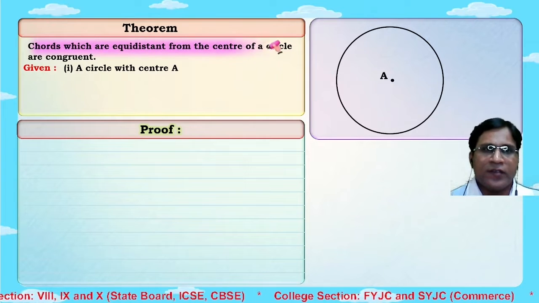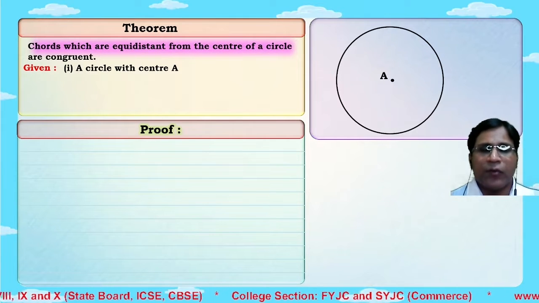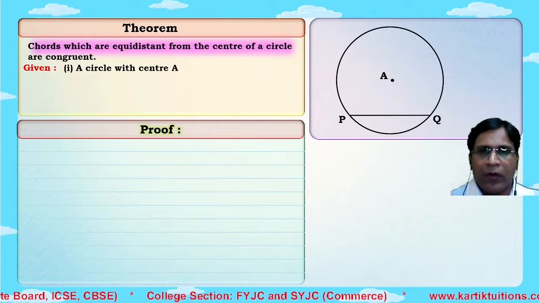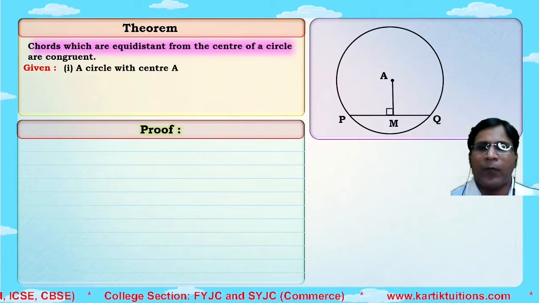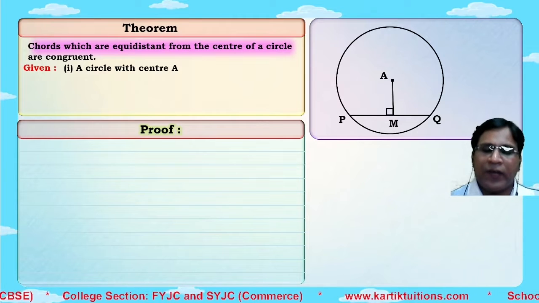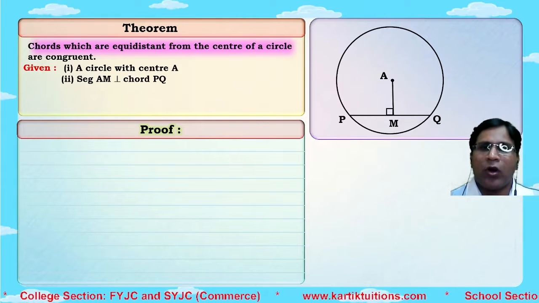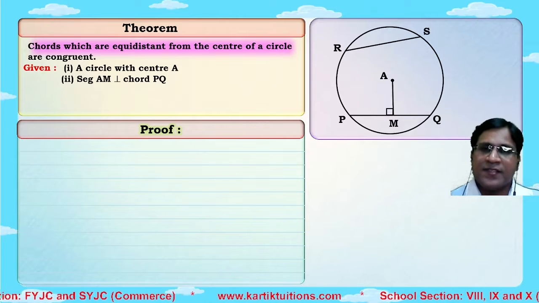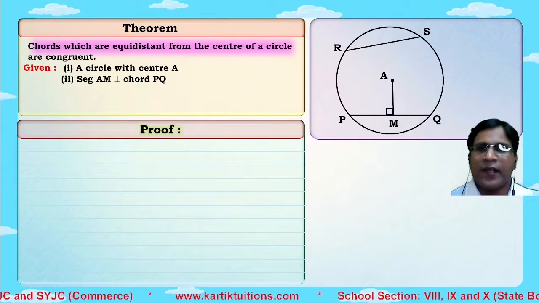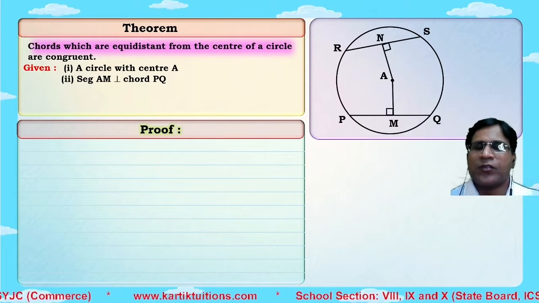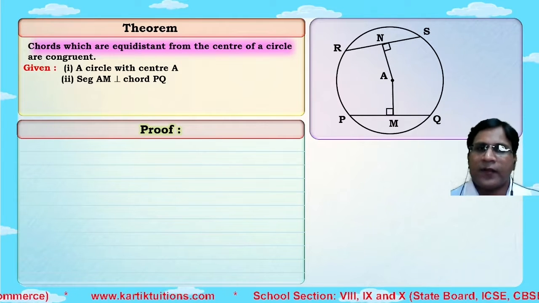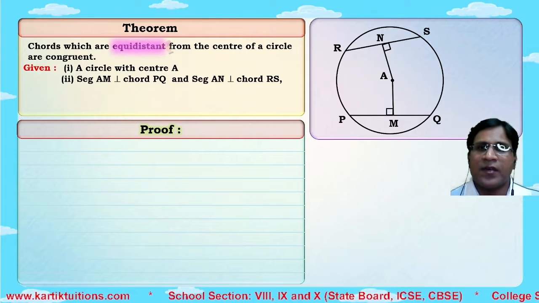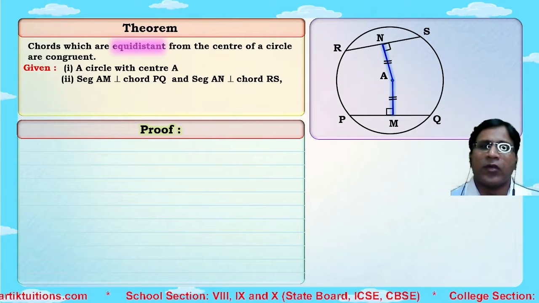Then the chords are there which are equidistant from the center. Chords, that means there are two chords. Let's take the chord PQ. Now since they are equidistant, we need a perpendicular on that chord. I have taken AM perpendicular to chord PQ. Now I'll take one more chord RS. Again since they are equidistant, the distance we will take as AN. So AN is perpendicular to RS. Now what is given? They are equidistant. That means AM is equal to AN. This is also given to us.